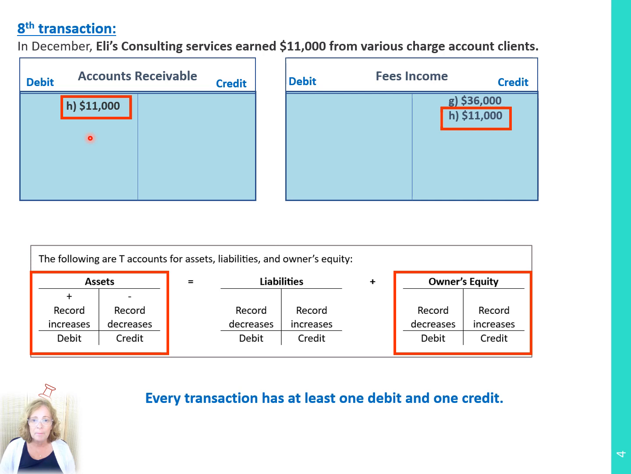Every accounting transaction must have at least one debit and one credit, and we just recorded our debit to accounts receivable, which means that we need to record the credit side for this transaction. In this transaction, we need to also record the increase in fees income, and just like we did for the last transaction, fees income increases with a credit of $11,000.